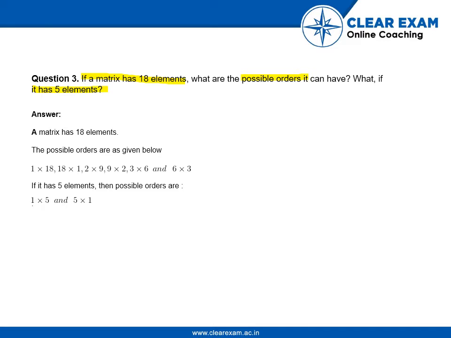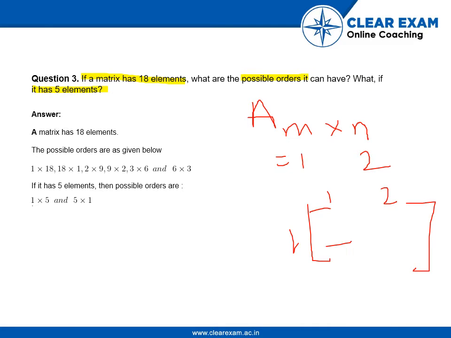So suppose we have a matrix A and its order is m into n. Then suppose m is equal to 1 and n is equal to 2. So let us draw the matrix. The number of rows is 1 and the number of columns is 2. So we have 2 elements, which implies that the number of elements in this matrix is equal to 1 into 2. Similarly, for any matrix with the order m cross n, the number of elements in that matrix is m into n, mn. The multiplication of the order or the multiplication of the rows and columns.